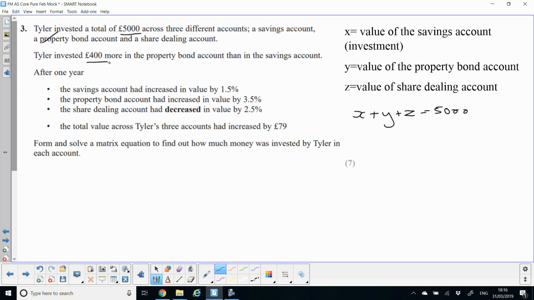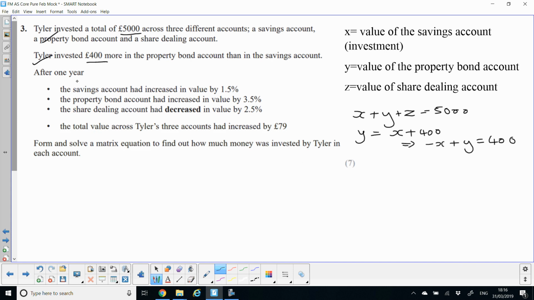He invested £400 more in property than the savings. So the property bond is the same as the savings plus 400, which can be rewritten to have the x and y on the same side. Use that piece of information.